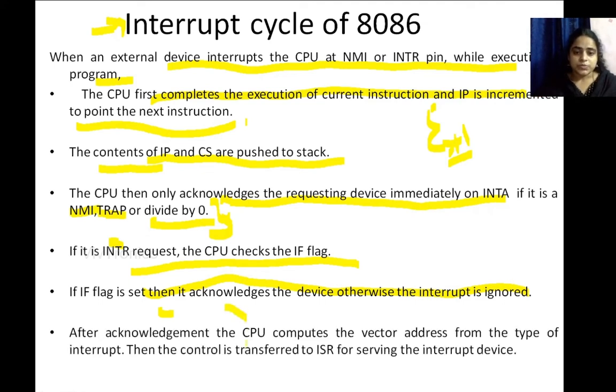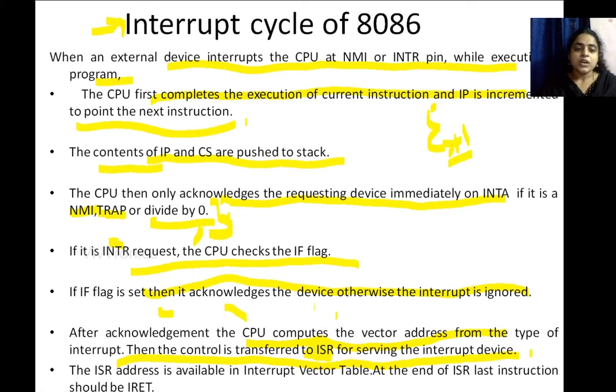After acknowledgement, the CPU computes the vector address from the type of interrupt, and then control is transferred to the ISR for serving the interrupting device. So after the acknowledgement it computes the vector address in the interrupt vector table, and control is transferred to the interrupt service routine. The ISR, interrupt service routine address, is available in the interrupt vector table.